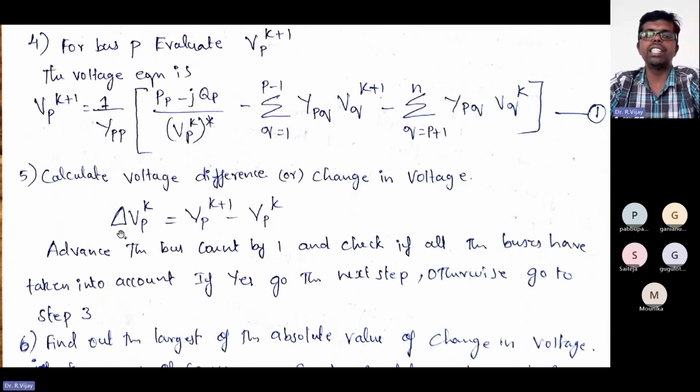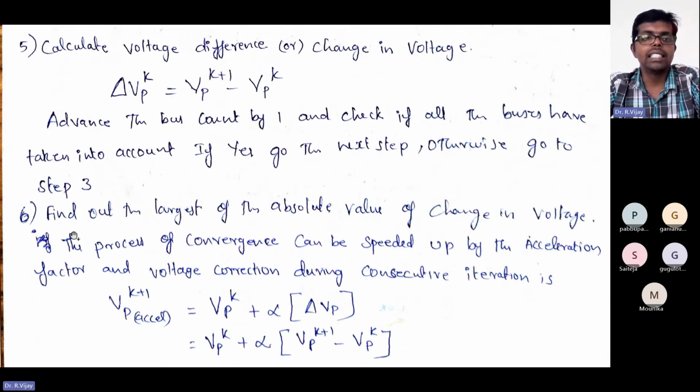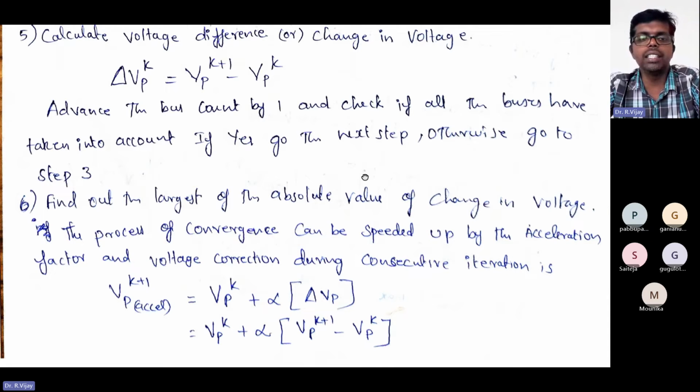Next, again, you need to calculate the change in the voltage or voltage difference. That is del P2, that you need to calculate. So like that you need to calculate. Otherwise, go to step 3. If yes, go to the next step. What is the next step? Step number 6. Find out the largest of the absolute value of the change in the voltage.